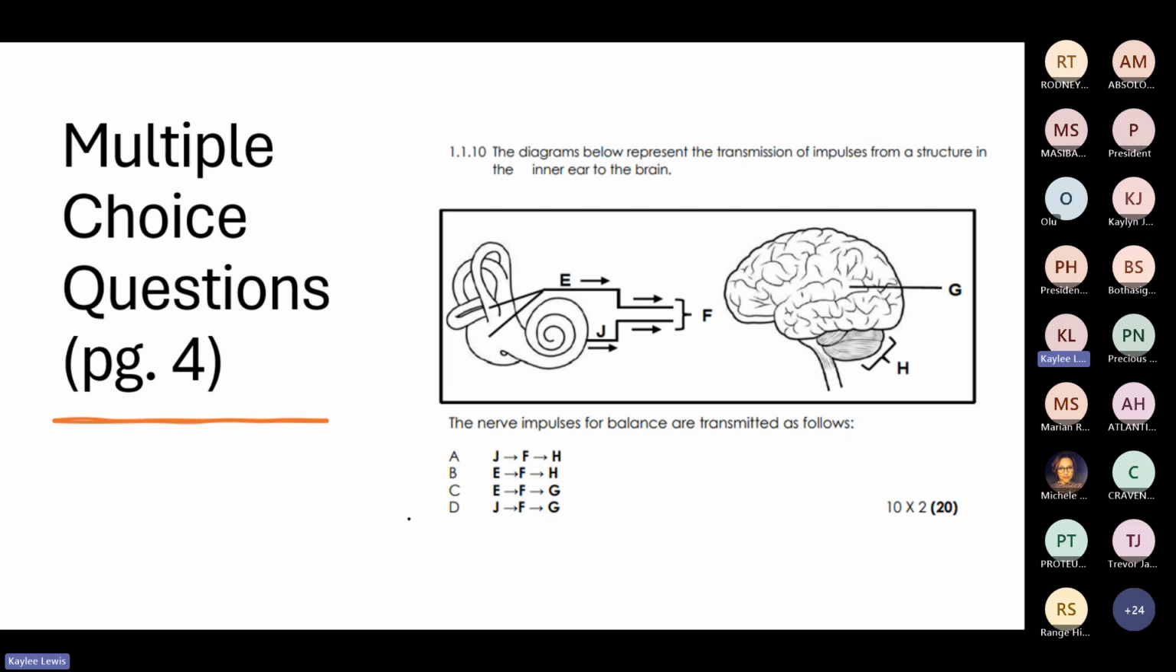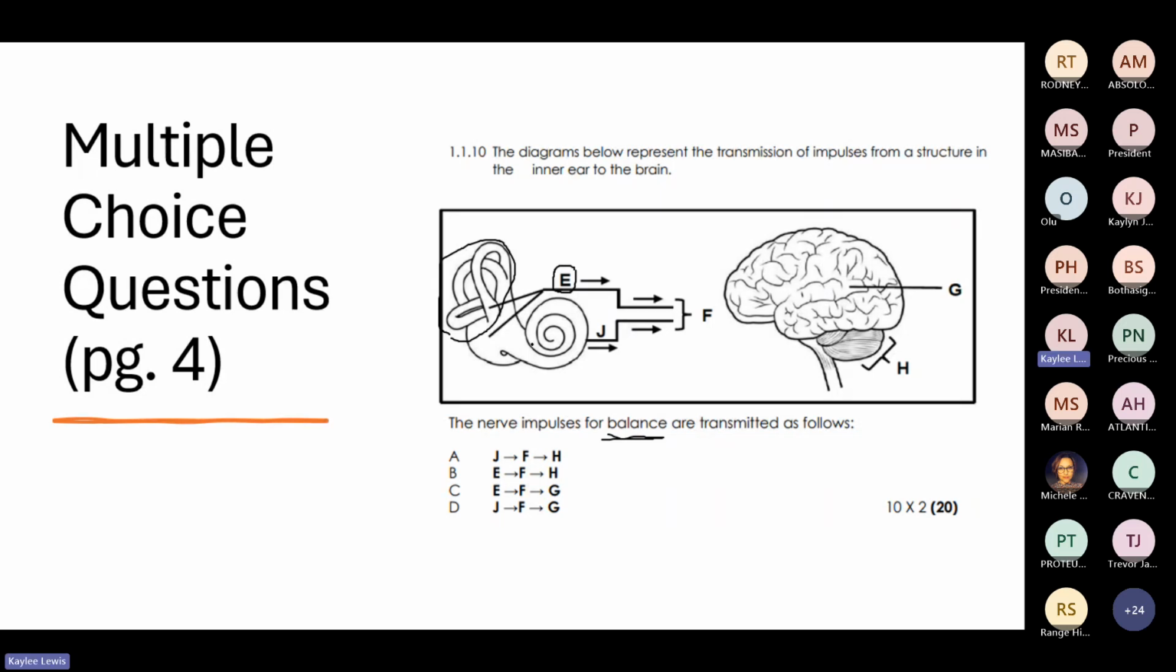And the last multiple choice question, 1.1.10, the diagrams below represent the transmission of impulses from a structure in the inner ear to the brain. So you've got that diagram, and then it says the nerve impulses for balance, so that's key, are transmitted as follows. So what is the order for it? You've got part of your inner ear over here. Because it has to do with balance, the impulse will be created in your vestibular apparatus. So it's going to be in this section over here, which is E.